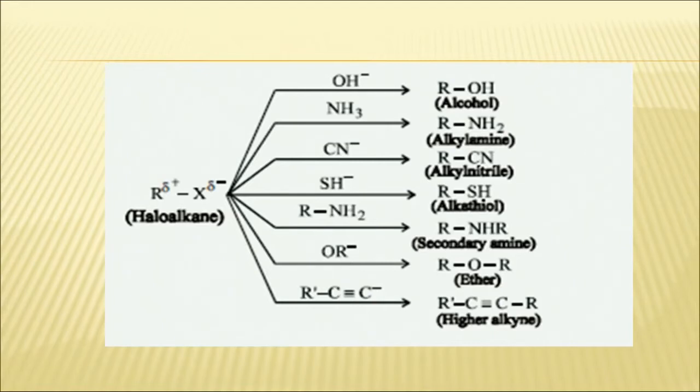If you are taking NH3, it will form alkylamines. If you are taking CN, it will form alkyl nitriles. If you are taking SH, it will form thiols. If you are taking RNH2, it will form secondary amines. If you are taking OR, an alkoxy group, it will form ether, and so on.